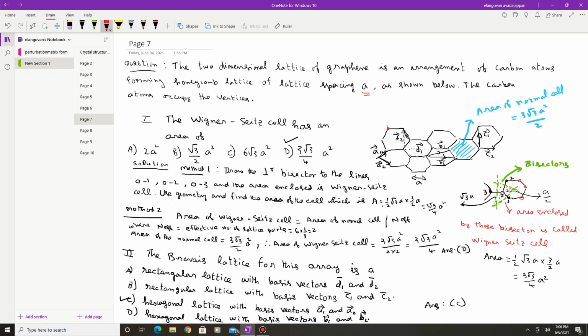Now the question is, calculate the Wigner's cell and find the area of the Wigner's cell. In order to find the area, there are different methods you can use to calculate the Wigner's cell.